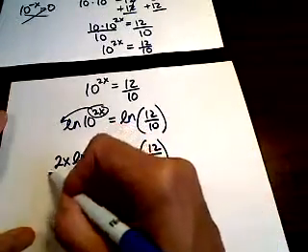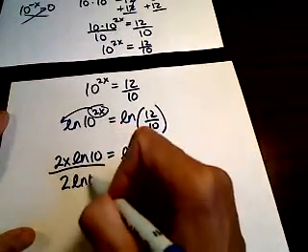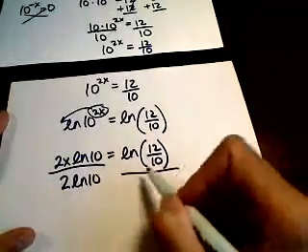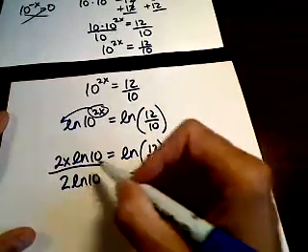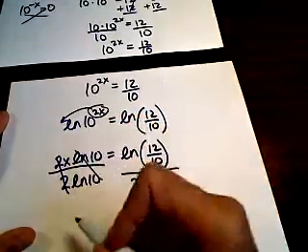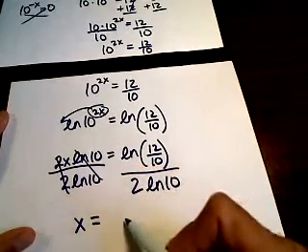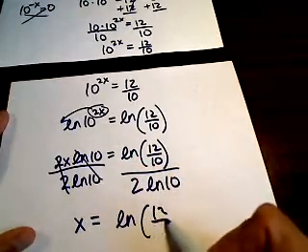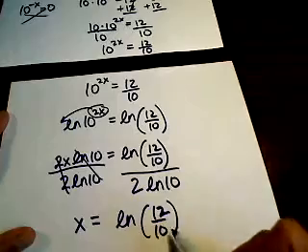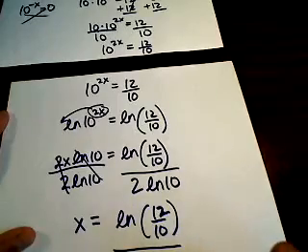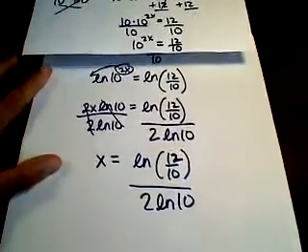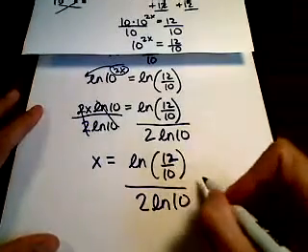And I'm looking for x, so I'm now going to divide by the 2 and the ln of 10 on both sides. 2 and the ln of 10. 2's cancel, ln of 10's cancel, and my x is the ln of 12/10 all over 2 times the ln of 10. Okay, now that's our exact answer.